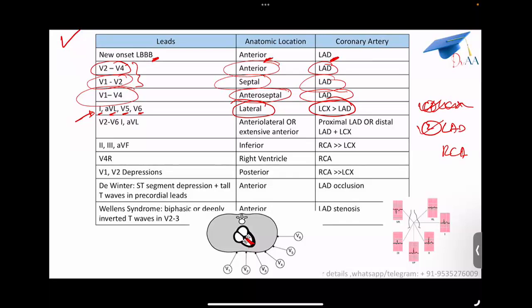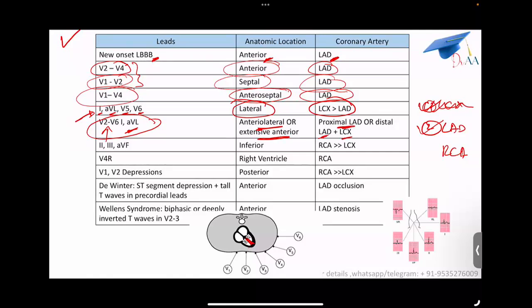Next we come to anterolateral, or extensive anterior wall MI. Here you will have extensive chest lead involvement along with the lateral wall; 1 and AVL are also involved, and V5 and V6 are also involved. So the lateral wall leads are also involved. Here, either the thrombus or the embolus or the plug is in the proximal LAD. That means the block is at the very root of the LAD itself, or there are two arteries involved: one is the LAD and the other is the left circumflex artery.